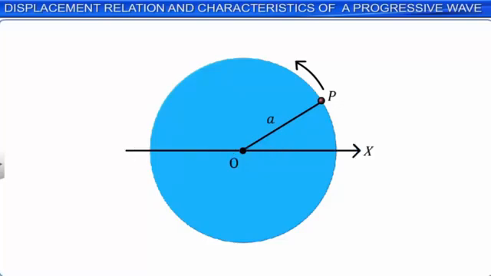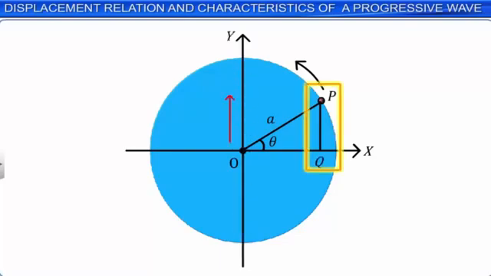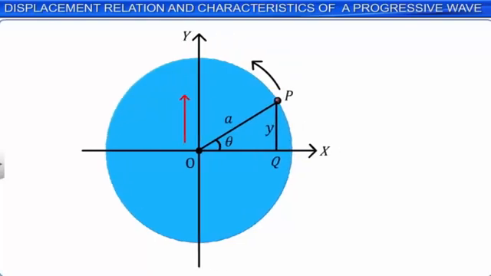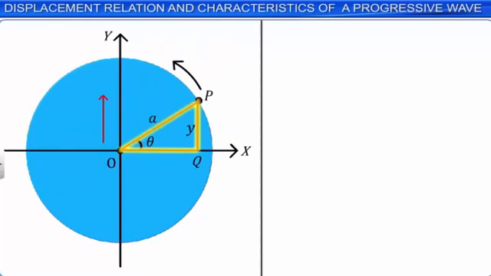QP represents the displacement of the particle in the y direction. In the triangle POQ, sin theta is equal to y by a. By cross multiplying, we get y is equal to a sin theta. The particles in the medium vibrate with a simple harmonic motion to propagate the wave.